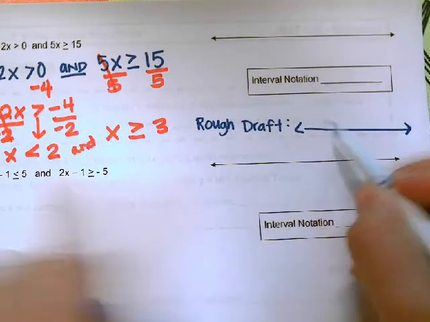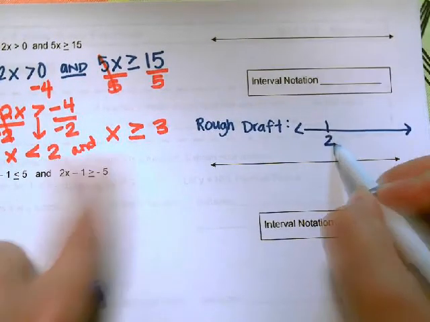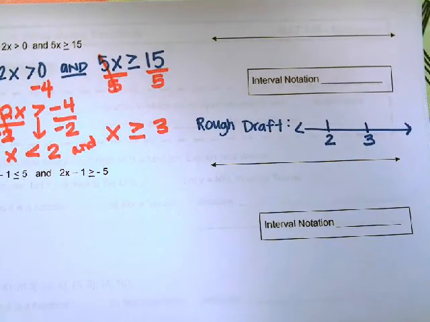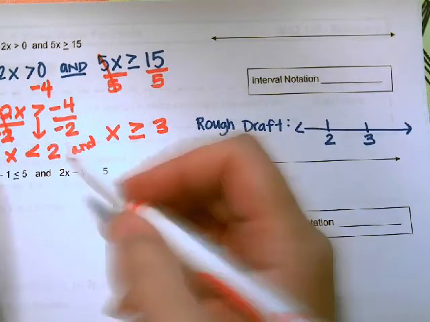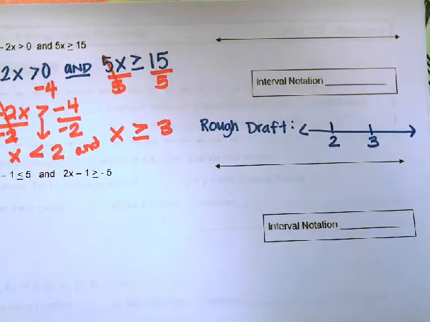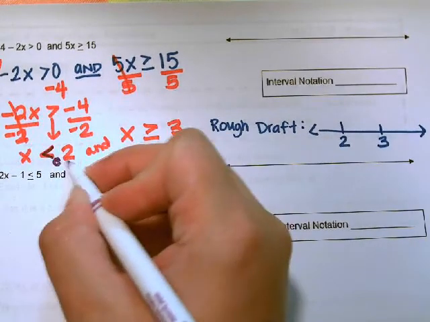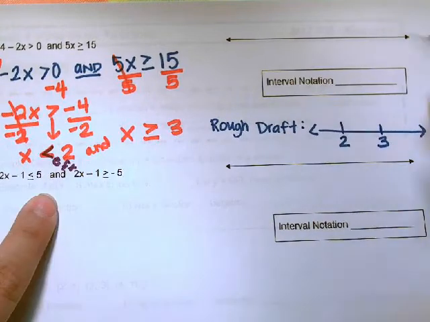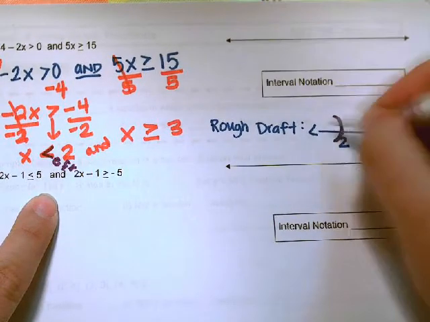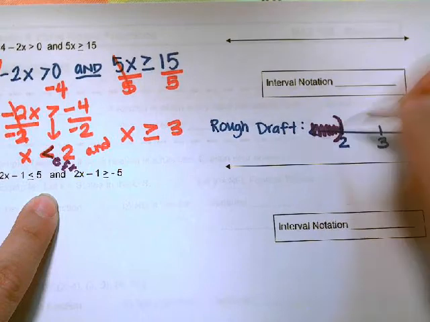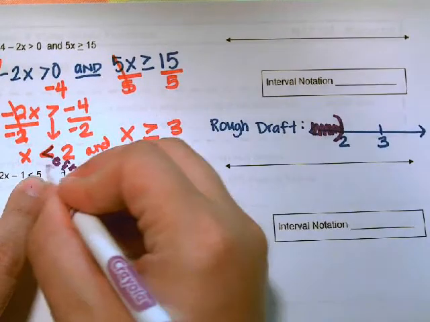So we're going to make a rough draft. We're going to start with 2 on the left and 3 to the right because it's larger. And we're going to read this inequality. It says that x is less than 2, so we're going to shade the left side of 2. We're going to use a parenthesis because it does not include 2. It doesn't have the line underneath.